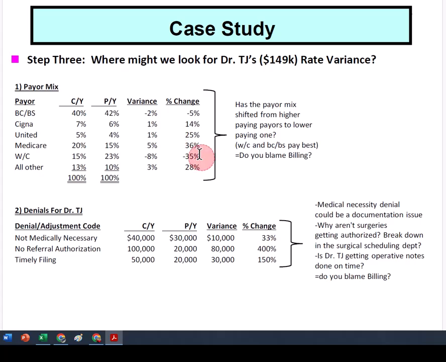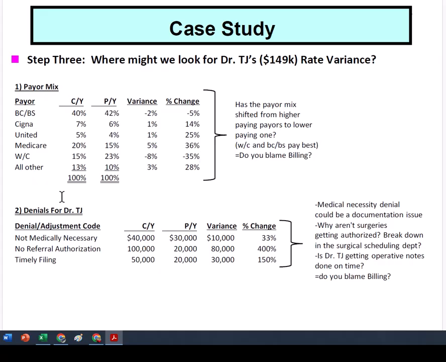Medicare is way up. So in Illinois, because the workers' comp fee schedule for surgical is typically the highest, again not for office visits, I can go ahead and try to quantify this, but I'm thinking this is a big clue. The payer mix has shifted.